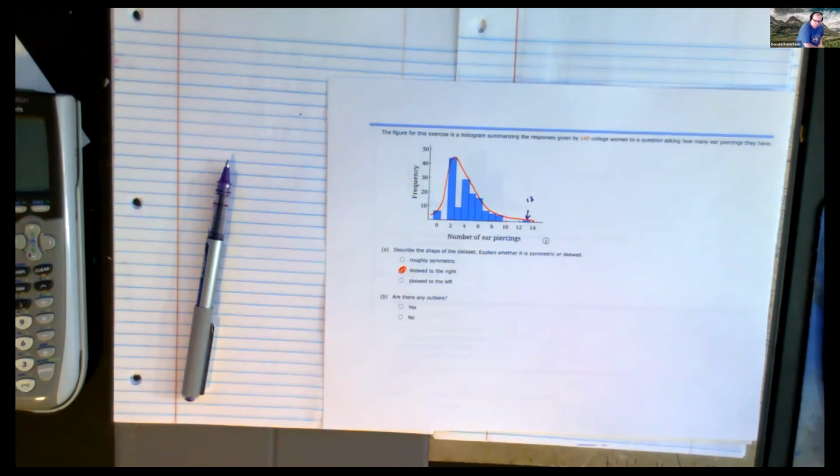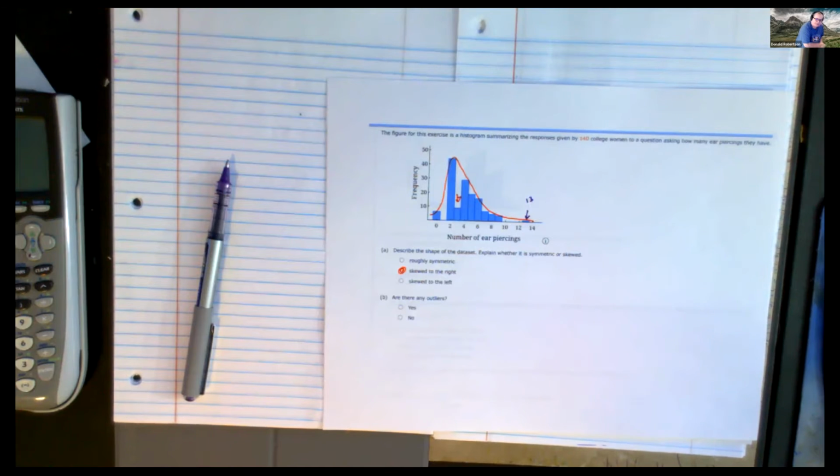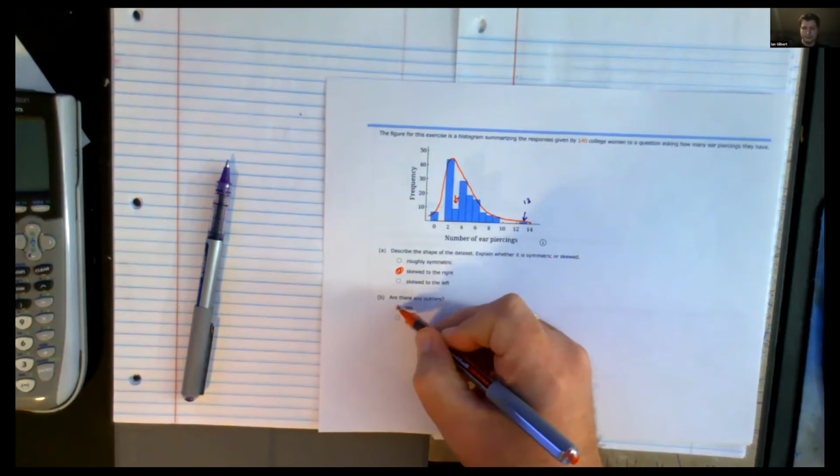Now, is it a perfect one? No. Are you a little bit worried about that bump? Yes. But you're going to go for it, right? It's roughly. I guess they should have said roughly in front of all of them, shouldn't they, to be fair? Because they did say roughly symmetric. I think they should have said roughly skewed to the right and roughly skewed to the left, since those are the only choices. Does this shape have an outlier? Yes. The person with 13 ear piercings.